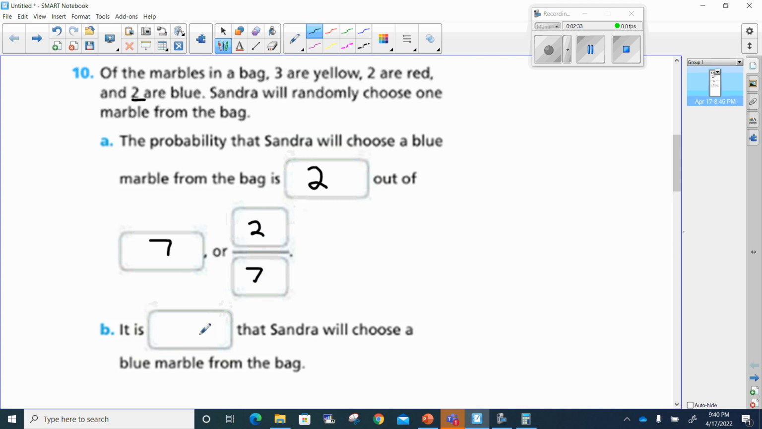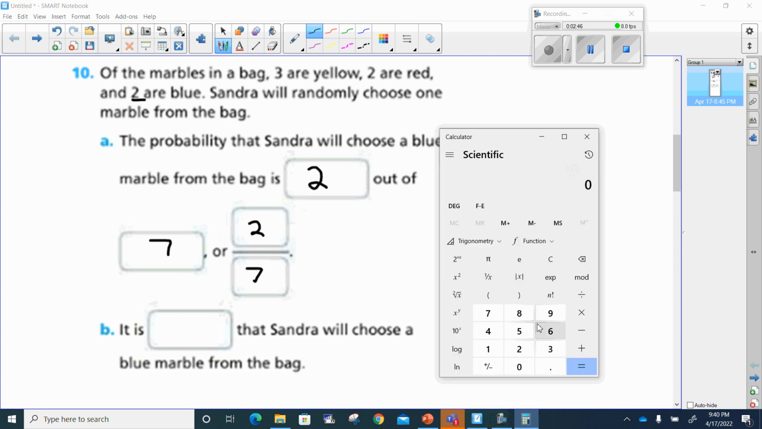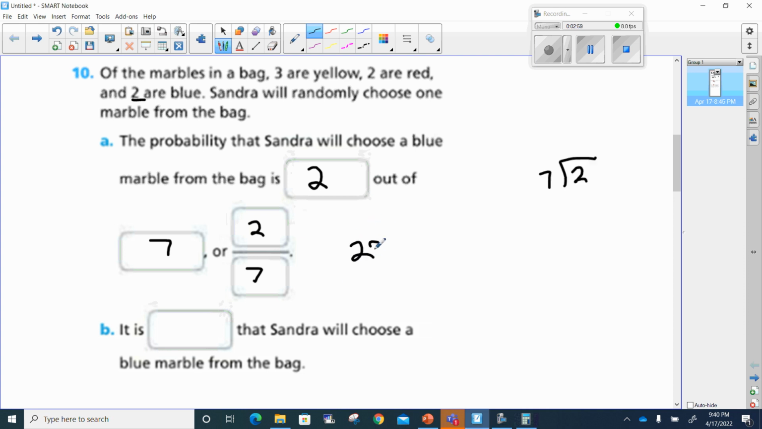It is blank that Sandra will choose a blue marble from the bag. Very unlikely. 2 out of 7 is not good odds. If we take 2 and divide it by 7, I'm going to go ahead and cheat a little bit here and just use the calculator. 2 divided by 7 is only 28%. Remember, we moved that decimal over twice. Even if we round up, it would just be 29% of the time, right? That's not really good odds out of 100. So I'm going to say unlikely.